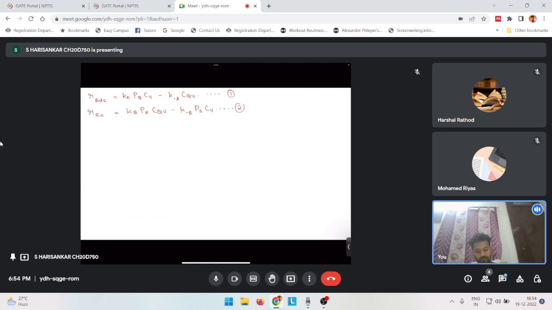Now, one more equation we can write is the total site balance. This will be Ct equal to Cv, the vacant site concentration, plus CQV, which is the concentration of the adsorbed reactant Q, or the concentration of the activated active sites. So let's take it as equation 3. Now here it is mentioned that the reaction is rate determining.